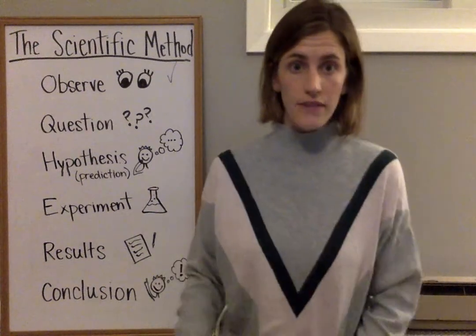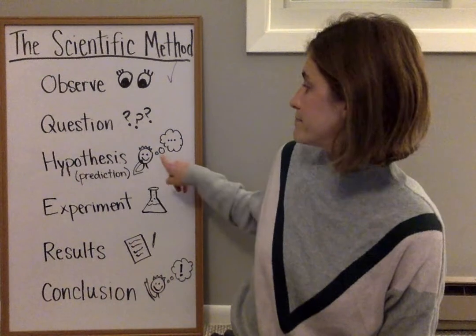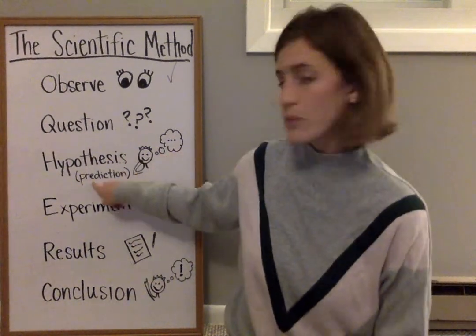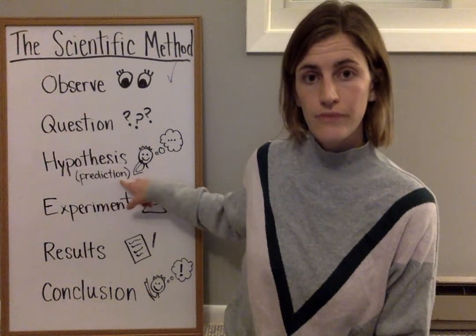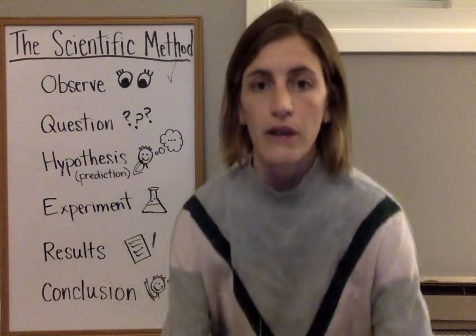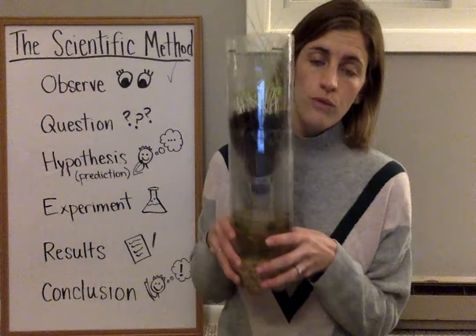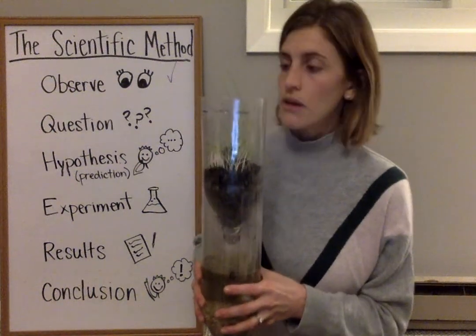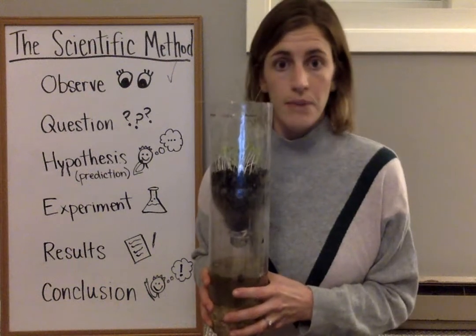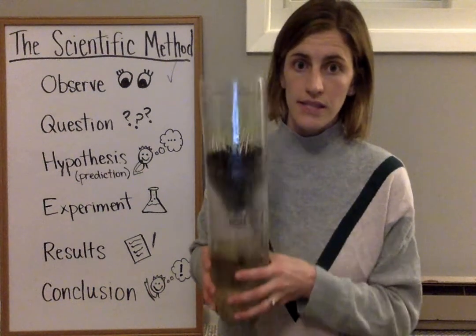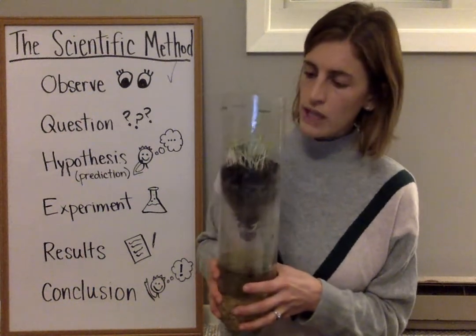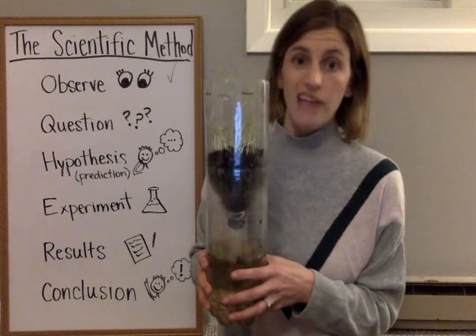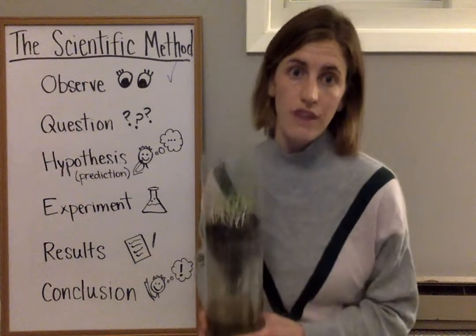Step number 3 of the scientific method is think of a hypothesis. That means a prediction. Using what you know about our ecosystems and what you've learned about the pollutant, road salt, what do you think is going to happen when we introduce salt to this ecosystem? How will it impact the plants and animals and non-living parts of the ecosystem that we have here?